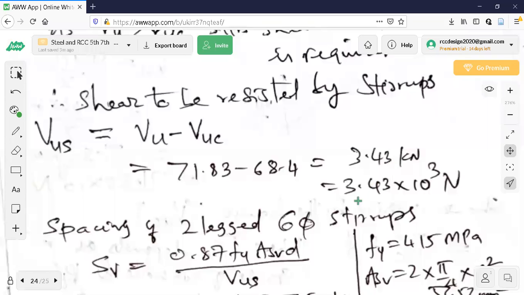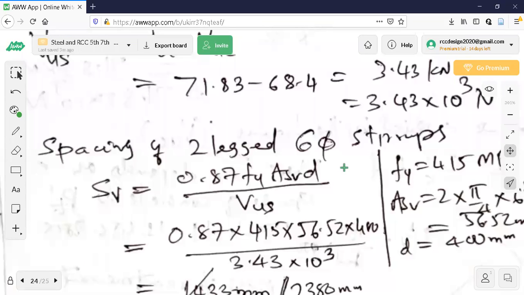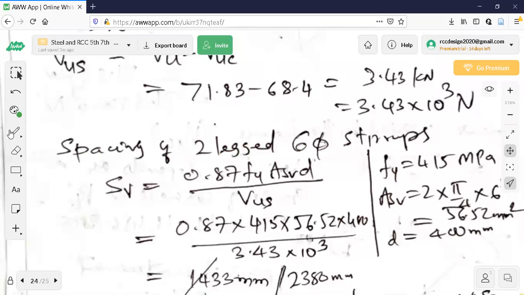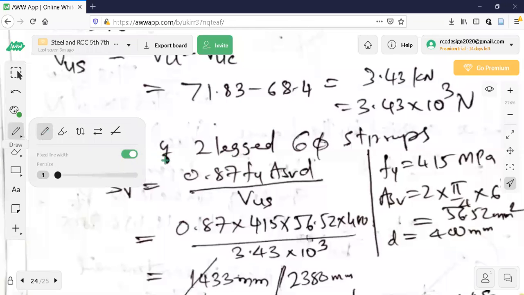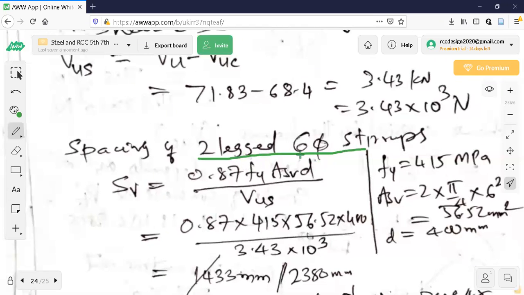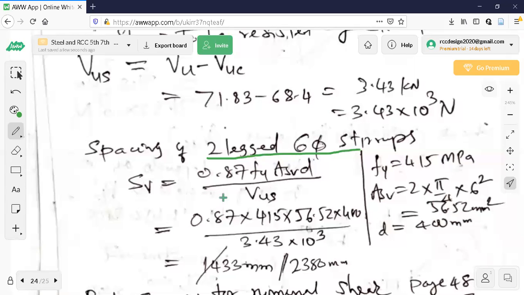Now use that formula on page number 73. So you should decide 2-legged 6 mm or 2-legged 8 mm. It is left to the designer. It is your choice. 2-legged 6 mm I'm going to choose. Somebody may say I'll use 2-legged 8 mm also. There is no problem. But you have to find out spacing accordingly.